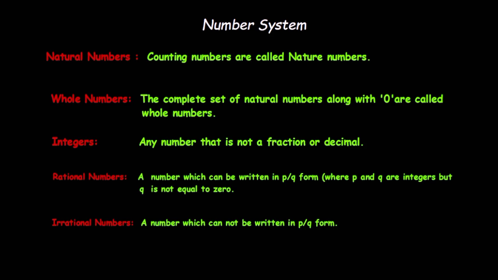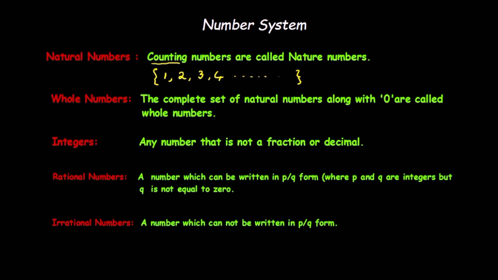Next topic in the number system is about the different types of numbers. In that, the first number is the natural numbers. So what are the natural numbers? The counting numbers are called the natural numbers. So what are the counting numbers? Here we have 1, 2, 3, 4, and so on. So these are called counting numbers, that means the natural numbers. The natural numbers begin with the digit 1. The smallest number in the natural number system is 1.